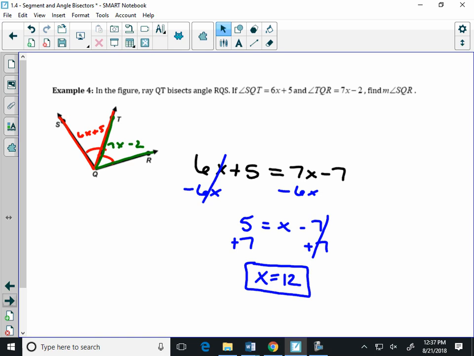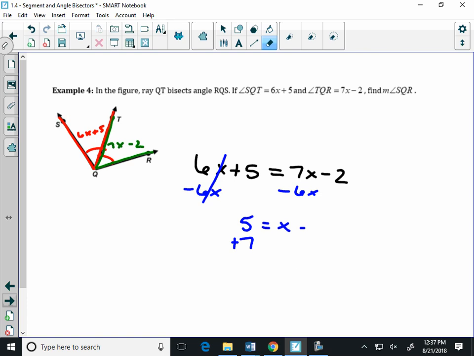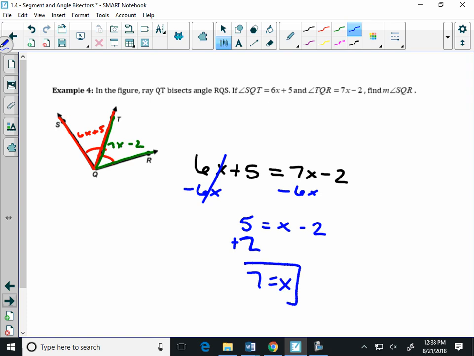I feel like I did something wrong. Not 12. I was going to say, that's not what we got earlier. I wrote something down wrong. Is my math right? x minus 2. That's a plus 2, so we get 7. There we go. That's what I wanted.